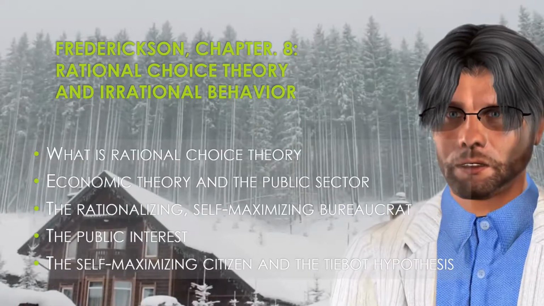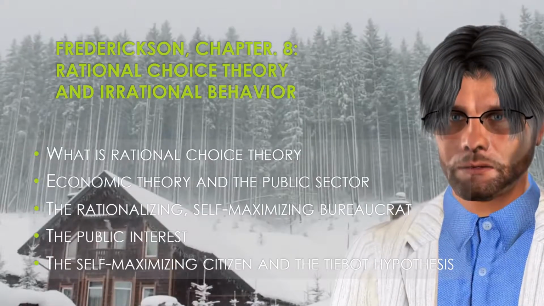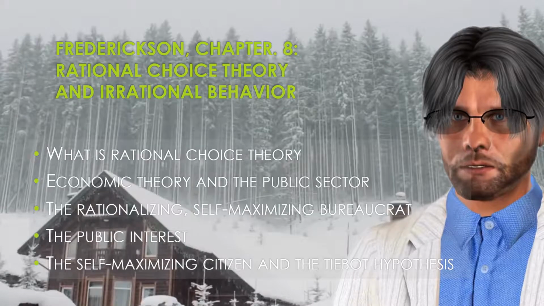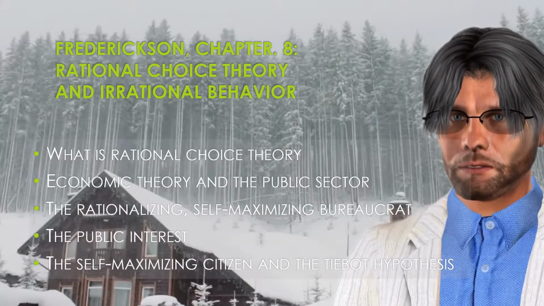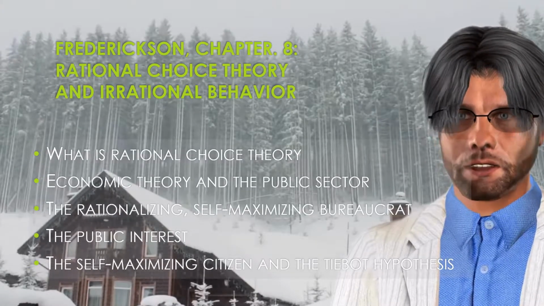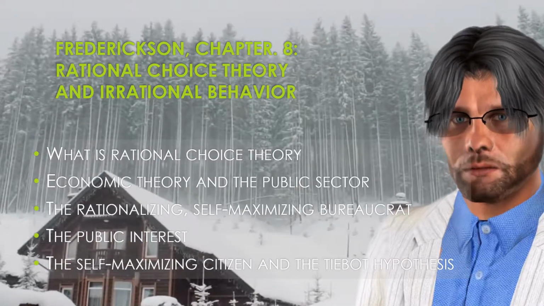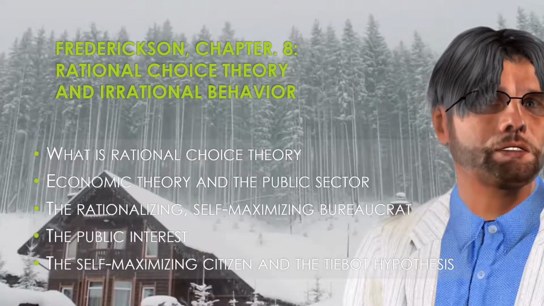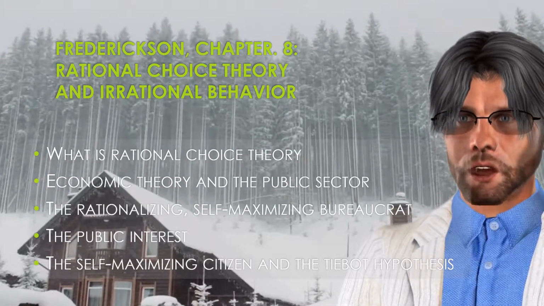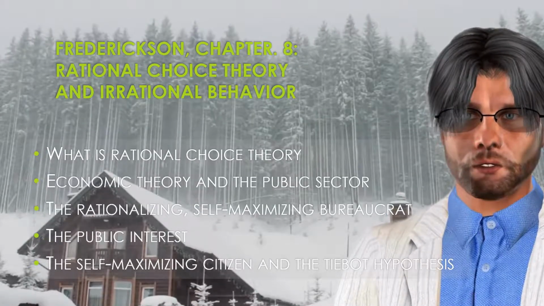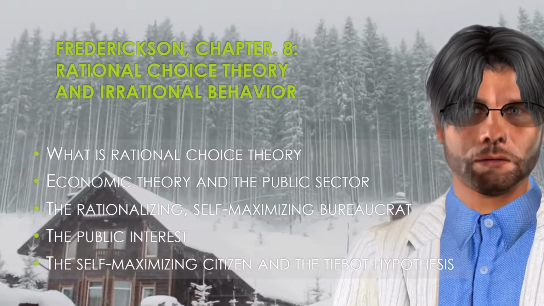Rational choice theory is the subject of Chapter 8 in the Guo-Brennsn text. It's really based on neoclassic economic theory applied in the public sector. It's also known under different terminologies such as political economy, welfare economics, and the rational or public choice theory.